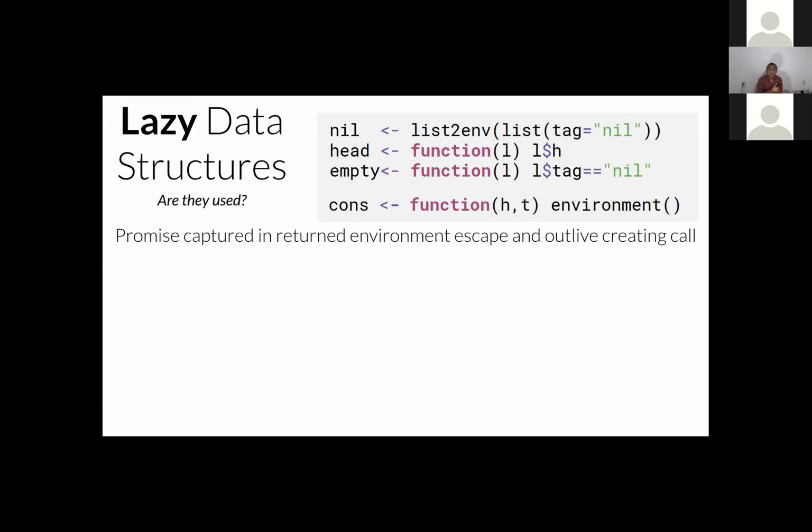So these promises escape. Now our goal is to identify the creation of lazy data structures in the millions of lines of R code that we have. So essentially, we are interested in identifying this particular pattern of functions, that is, functions which return environments and whose arguments escape.